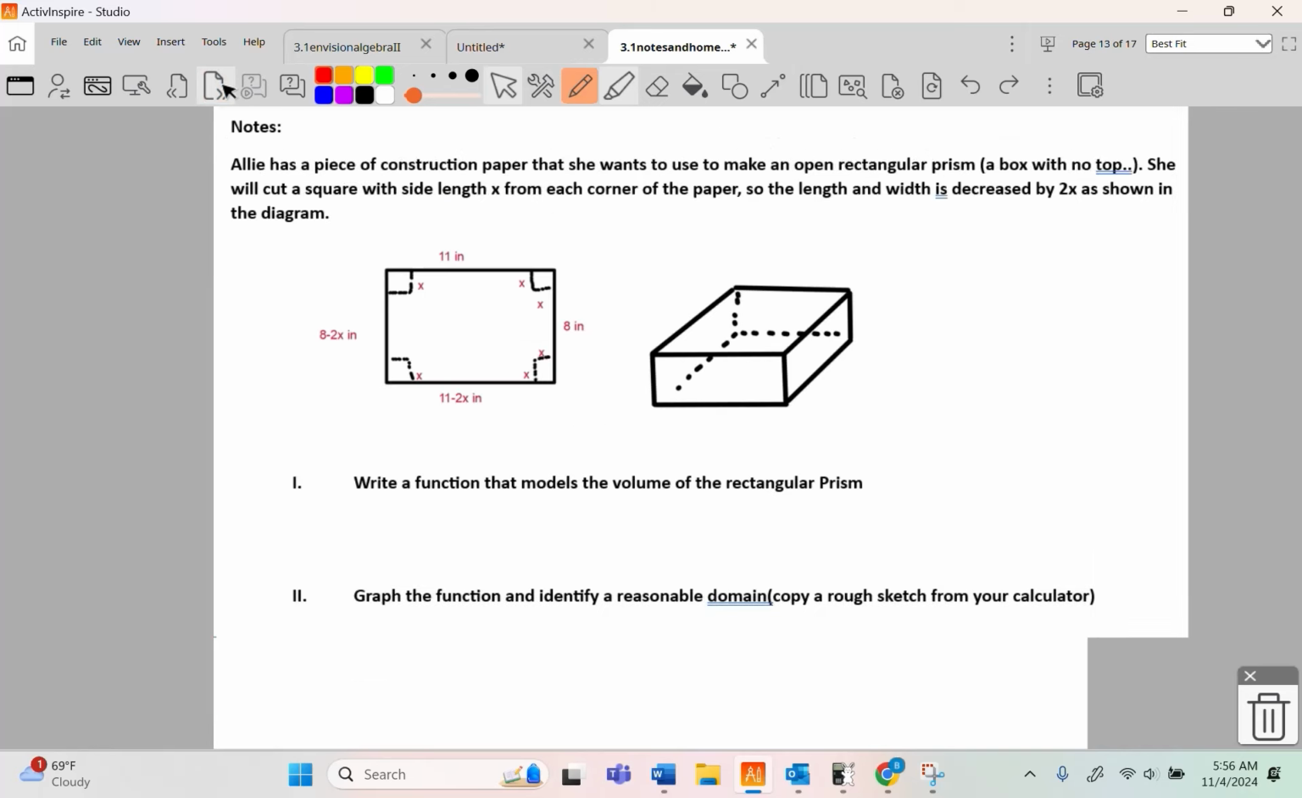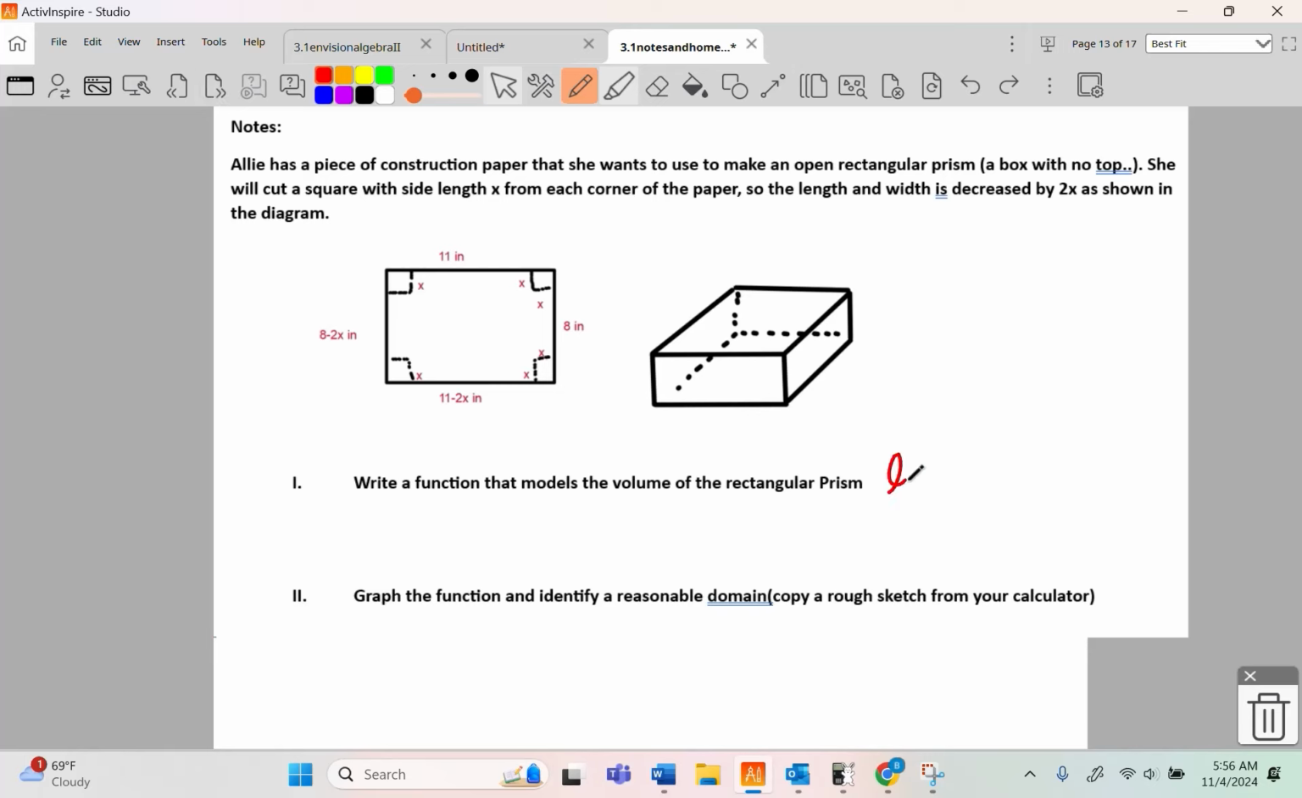These are notes. Allie has a piece of construction paper that she wants to use to make an open rectangular prism, a box with no top. She will cut a square with side lengths x from each corner of the paper so the length and the width is decreased by 2x as shown in the diagram. And first off, we're going to write a function that models the volume of the rectangular prism.